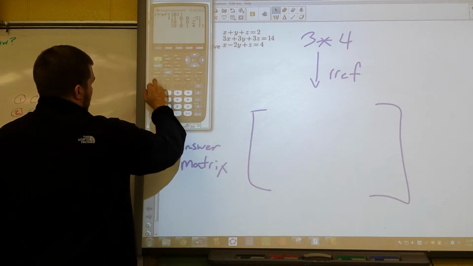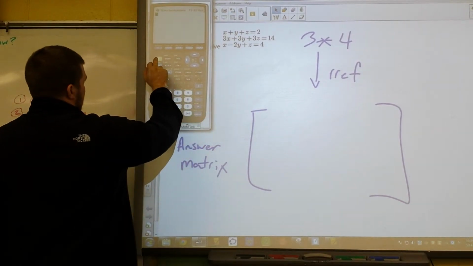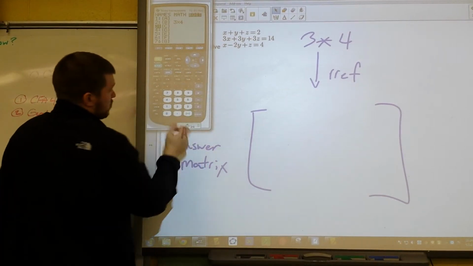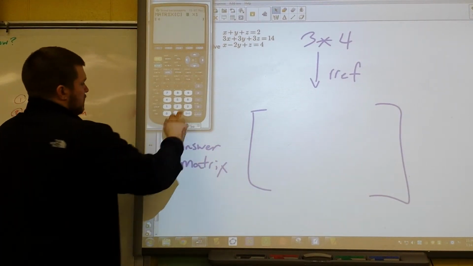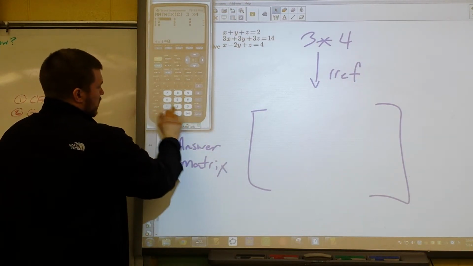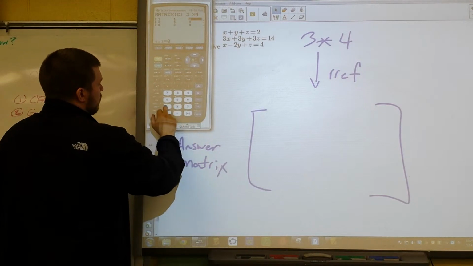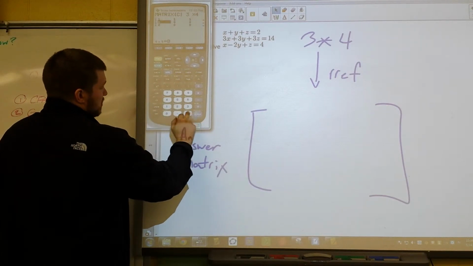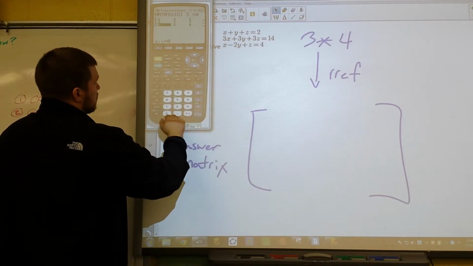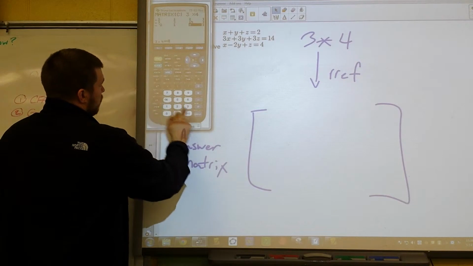I'm going to go second matrix. Actually, I'm going to clear out everything that's already there. Now I'm going to go second matrix. Again, we're in the edit menu. This time I'm going to do matrix C, just because I can. It's a 3 by 4. I'm going to fill in the first equation: 1x, 1y, 1z, and 2 constants. Second equation: 3 x's, 3 y's, 3 z's, 14 constants. The last equation: 1x, negative 2 y's, positive 1 z, and 4 constants.